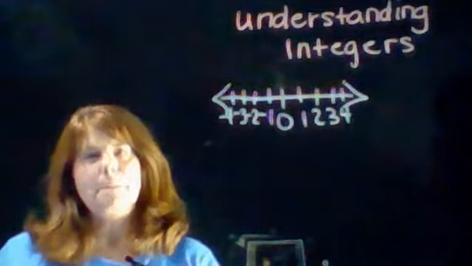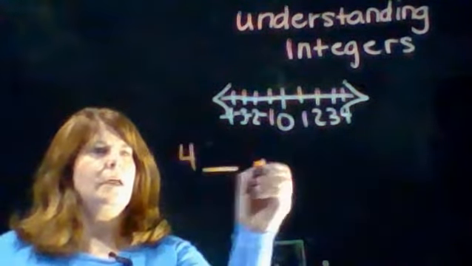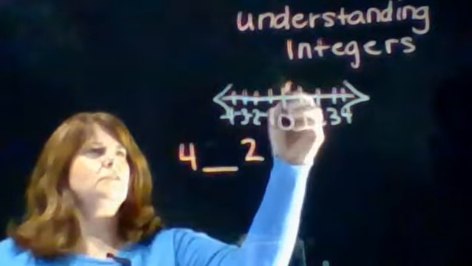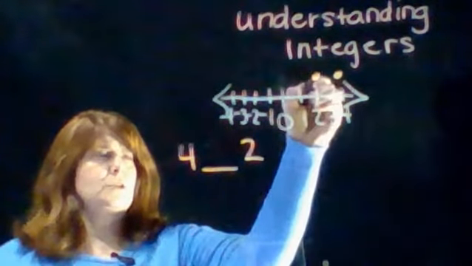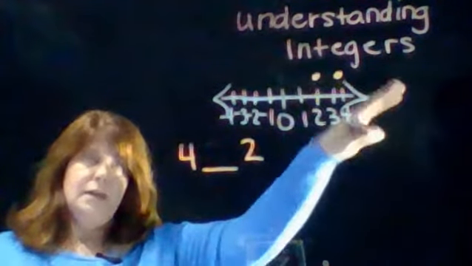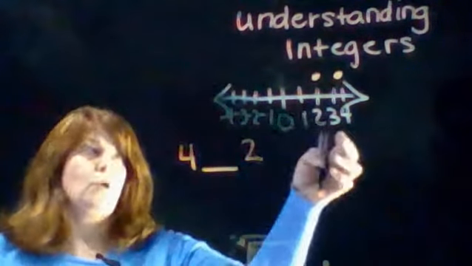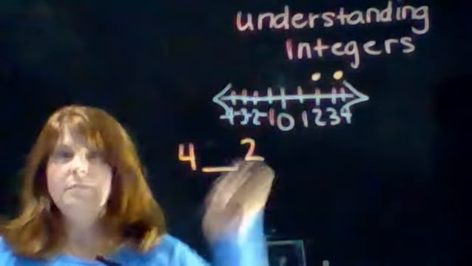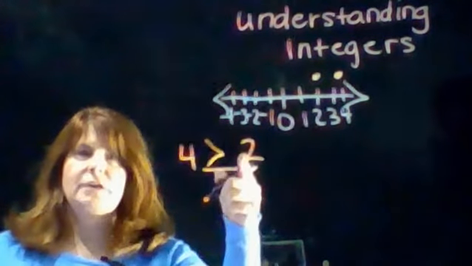Okay, now let's talk about comparing numbers. So if I have 4 and I want to compare that to 2, I'm going to look at 4, which is here, and I'm going to look at 2, which is here. The further you get to the right on the number line is the larger number. So we know from elementary school that 4 is larger than 2. So this proves that going to the right on a number line, that makes the number larger. So this is a symbol, 4 is greater than 2.